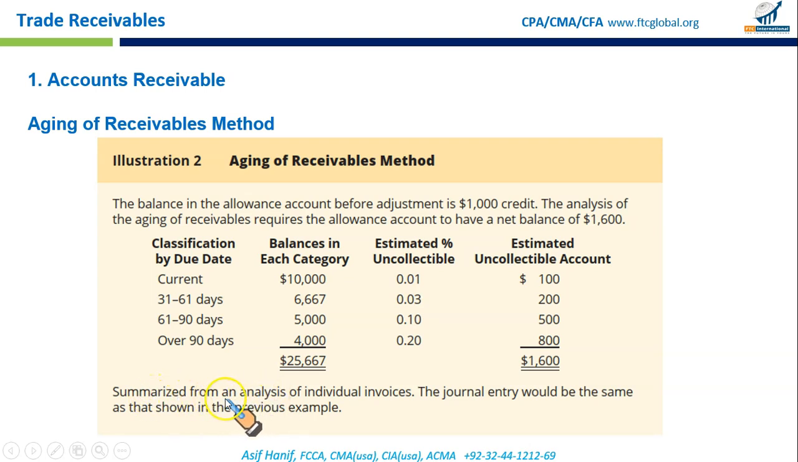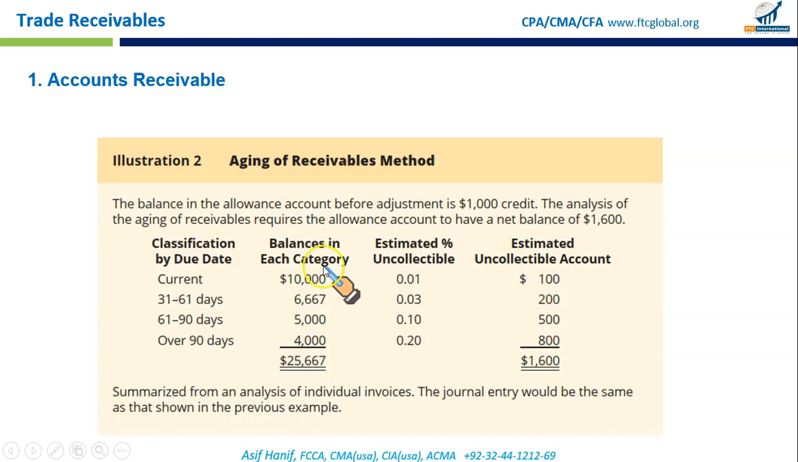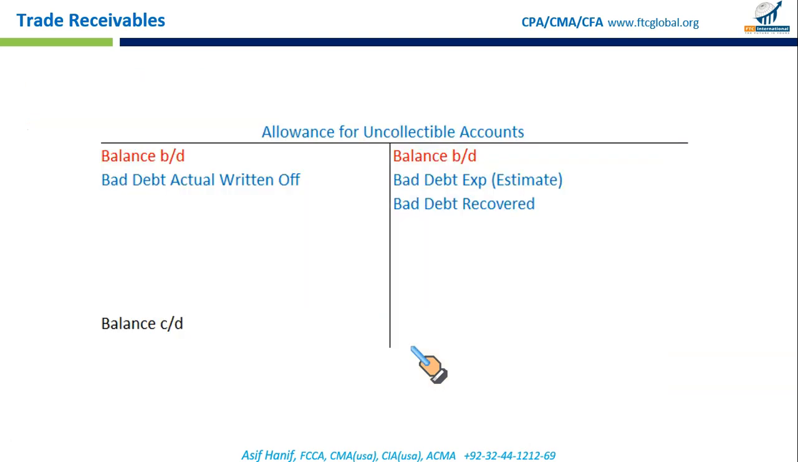So, summarized from a form of analysis of individual invoices, the journal entry would be the same as that shown in the previous example. So the entries remain the same. It's just that the amount that we calculate, previously we calculated 1,600, which was the straightforward 2% of 80,000. But this time we have broken down our customers into different ages, and based upon that aging analysis, we have calculated this to be the figure for our uncollectible accounts. The key point to be noted here is that the longer a receivable remains unpaid, the more likely it is to be uncollected, which is reflected in this percentage. That's the key point to be remembered. This is a very useful format. Please learn it by heart.